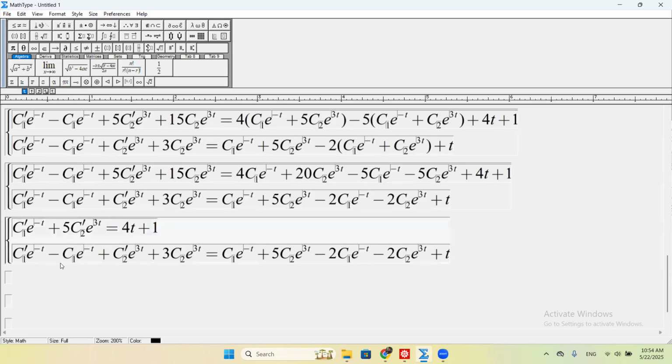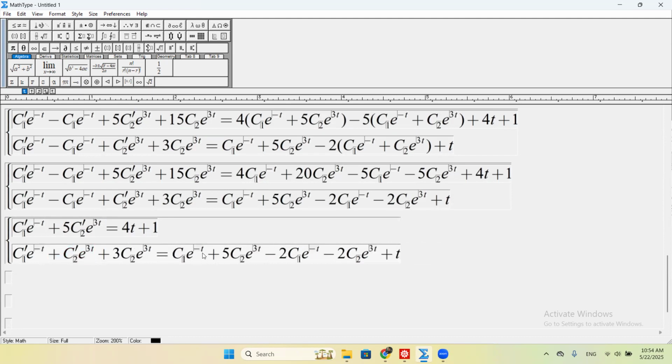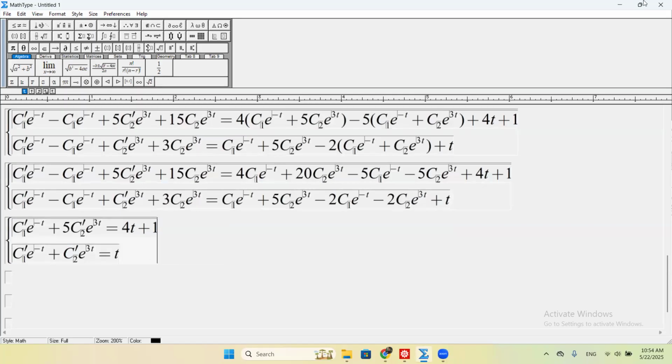What about the second equation? So C1 minus C1, and here minus C1 as well. So eliminating 3C2 on the left and 3C2 on the right. Eliminating. So we received the following system.